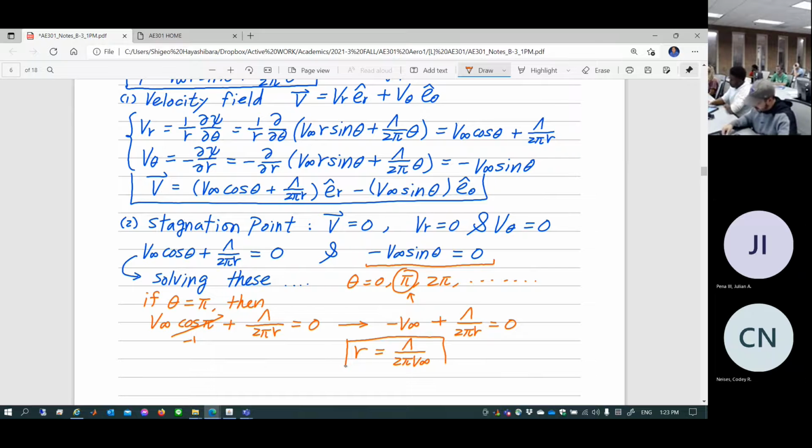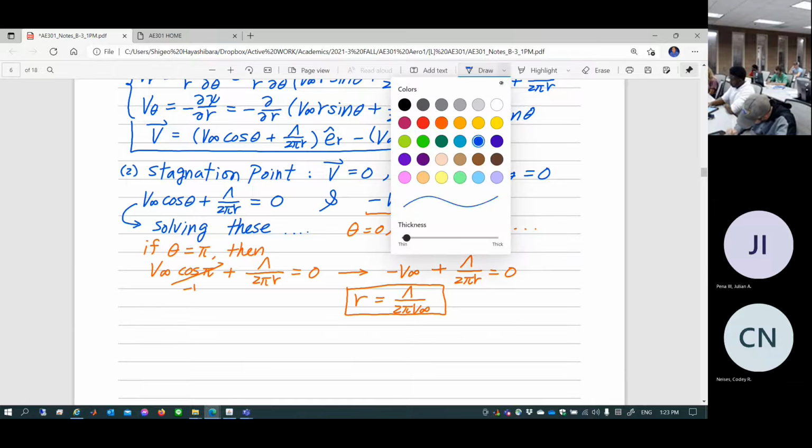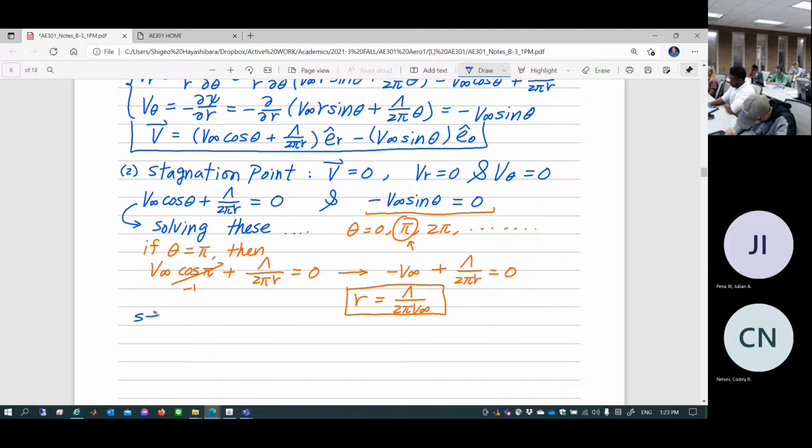Okay. So now we got the stagnation point. The stagnation point location (r, theta) is r equal to lambda over 2 pi V infinity and theta equal to pi. Okay.